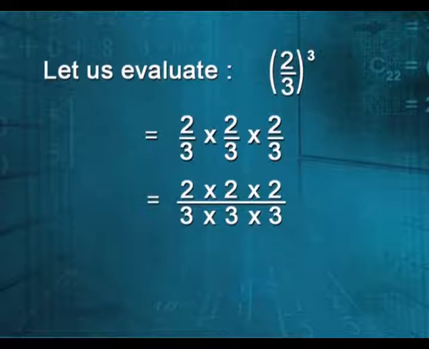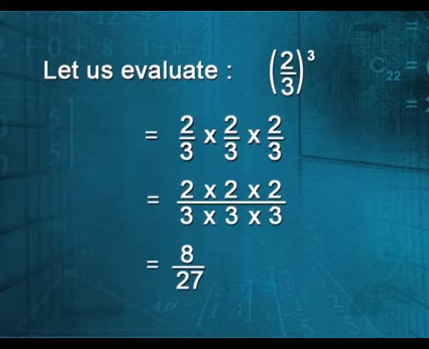So, in the numerator what do you have? You have 2 twos are 4, 4 twos are 8, and in the denominator you have 3 threes are 9, 3 nines are 27. Therefore, 2 by 3 raised to power 3 is equal to 8 by 27.